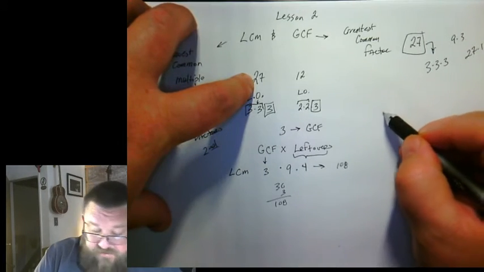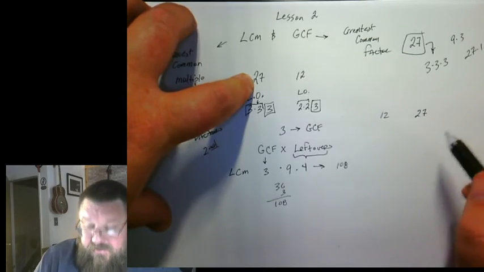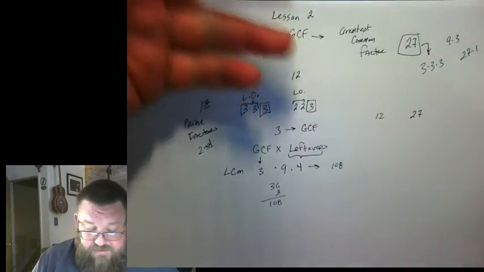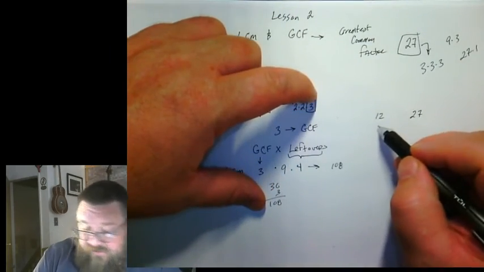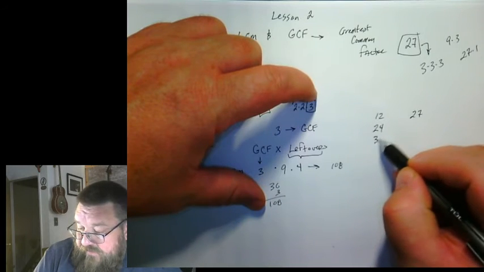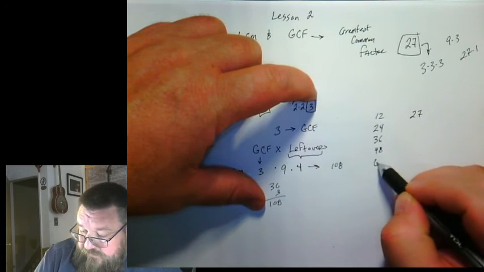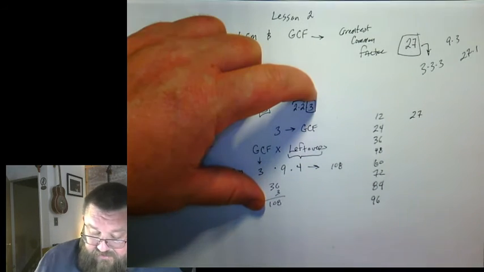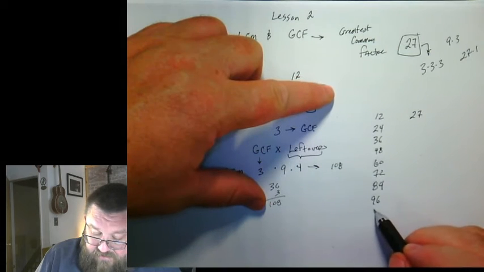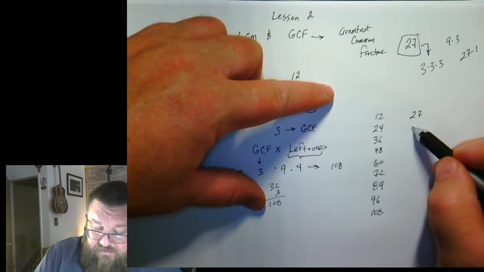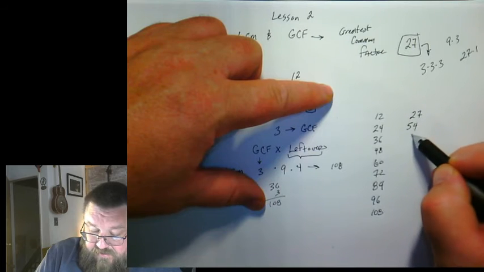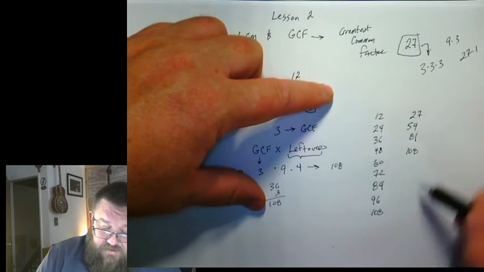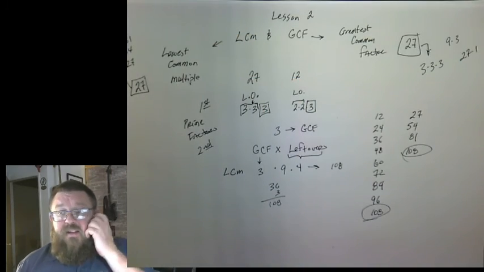Now, just to make sure, I could check my work real quick right here. I'm going to write out the multiples of 12 and the multiples of 27. I just want to make sure that 108 is the smallest thing they both go into. So 24, 36, 48, 60, 72, 84, 96. Ooh, plus another 12 is 108. Look at that. And then we've got 27, 54, 81, and 81 plus 27 is 108. If you look, the smallest thing they both go into is 108, so it worked.